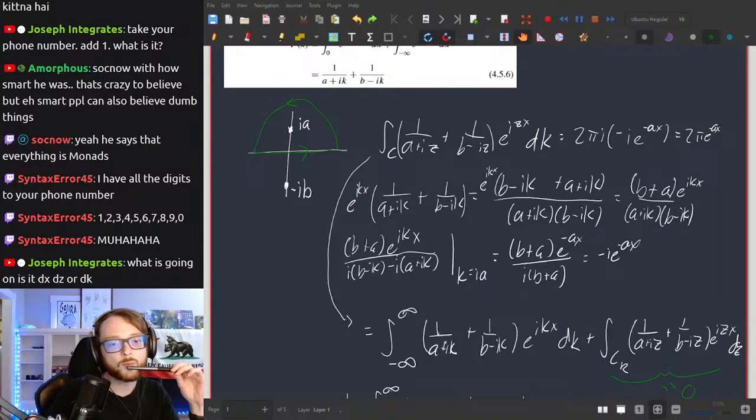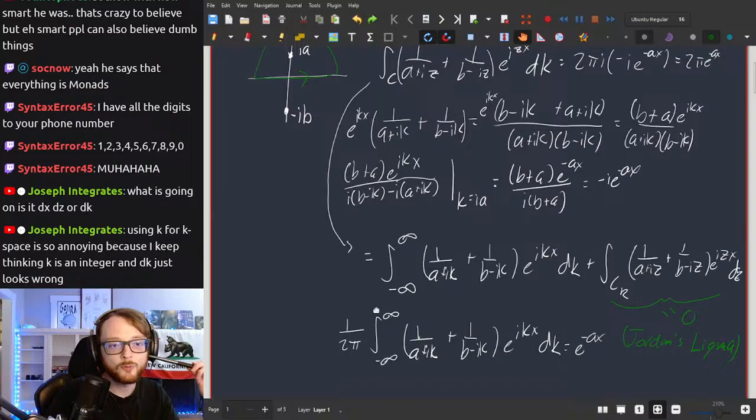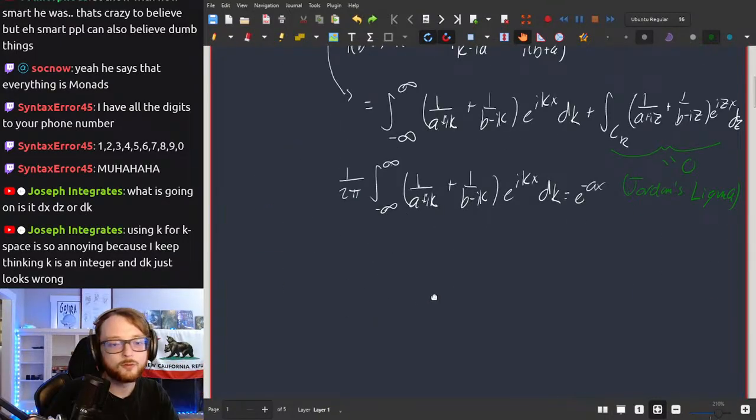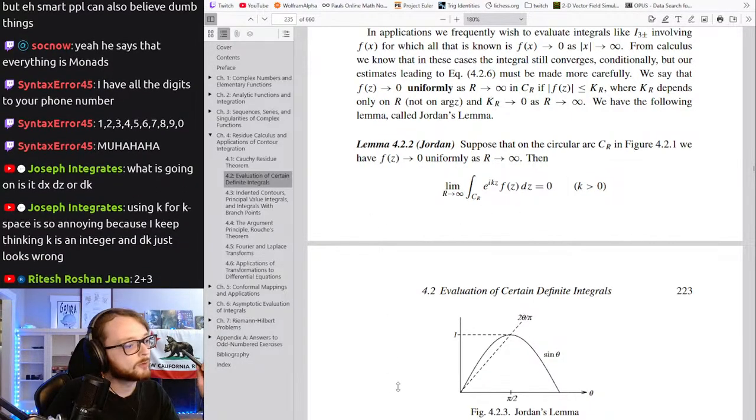Oh, so Jordan's lemma only holds... Okay, when we applied Jordan's lemma. Because... Oh, did I delete it? Why did I delete it? Jordan's lemma is only a thing when the constant is positive. So that's when I assumed it.